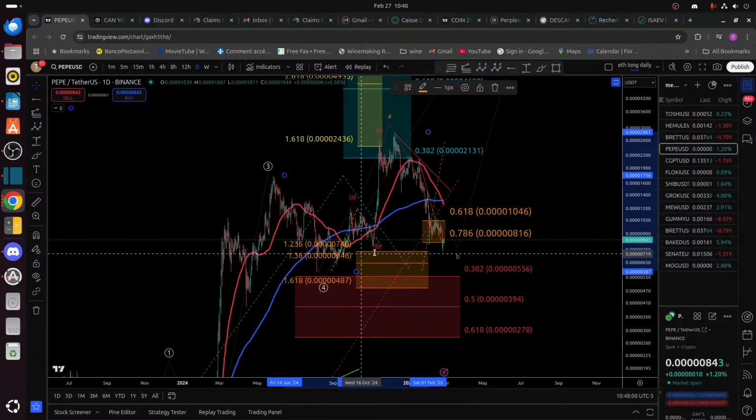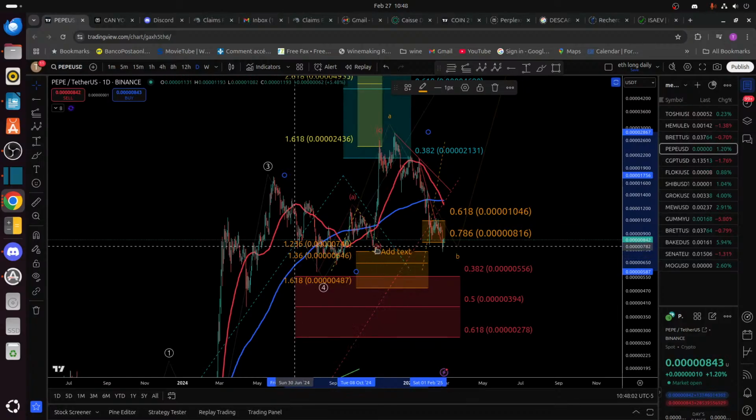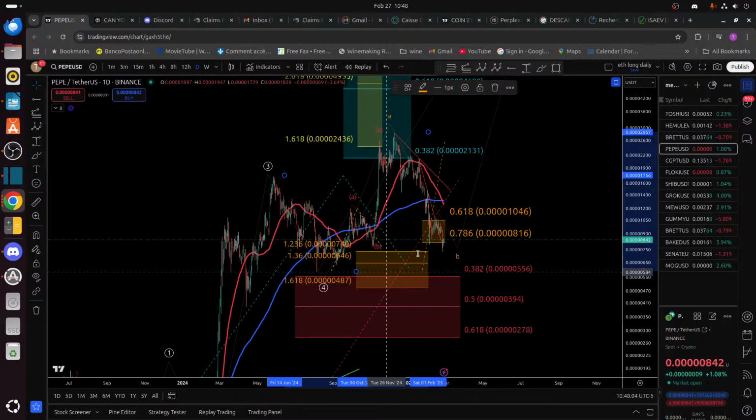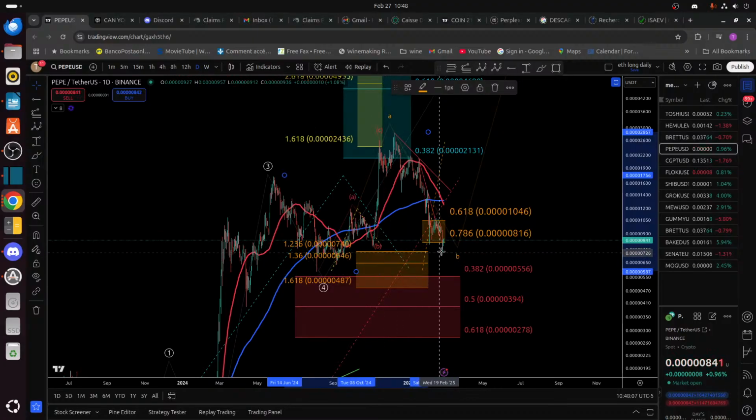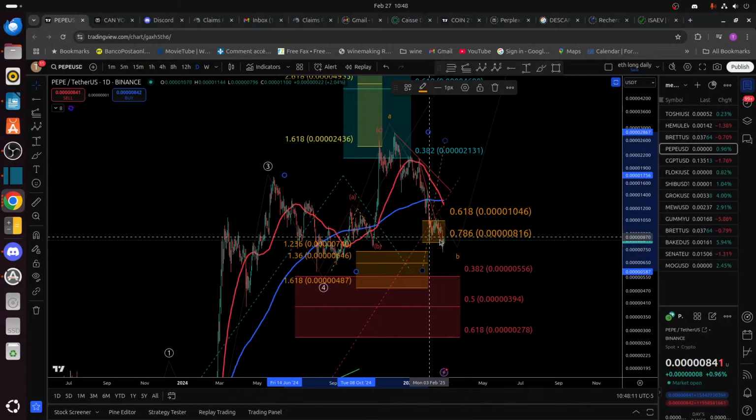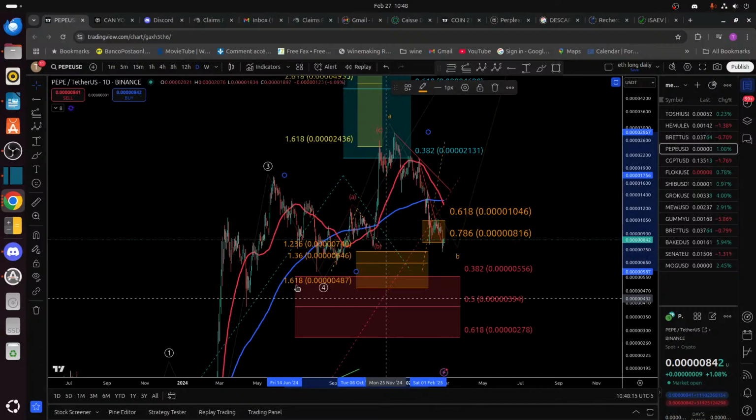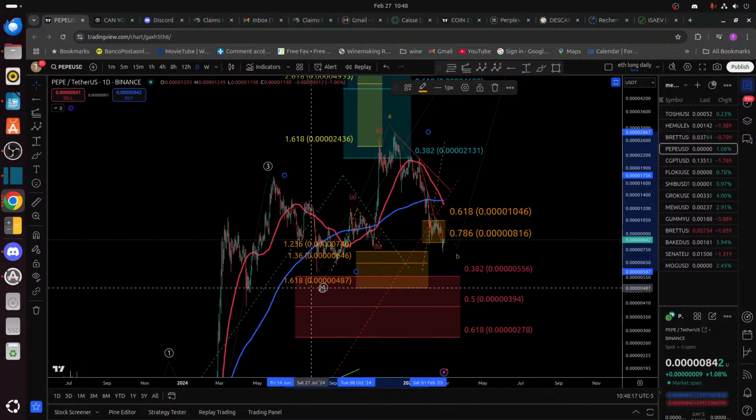So now we are currently at the 1.236. I know it's not easy to see. Most of the time, or often, if the 1-to-1 ratio is broken, then we're going to go visit possibly the 1.618. So let's see how it goes with that.